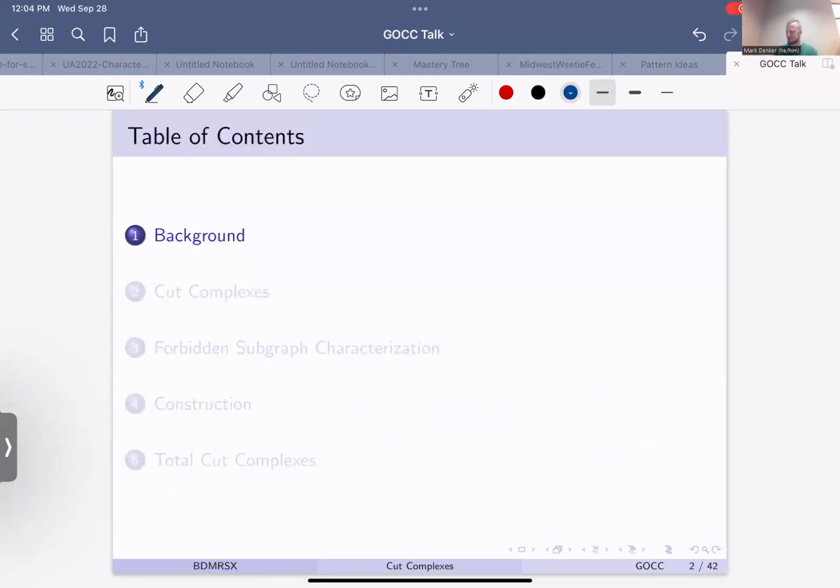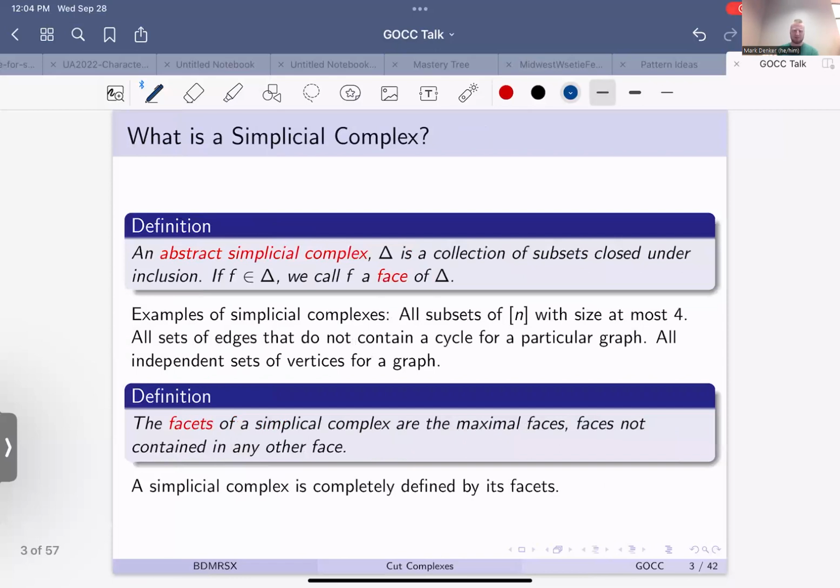So quite a few sections here, but first off, this is a graduate online combinatorics colloquium. You're here for combinatorics. No guarantee you know what a simplicial complex is. So a simplicial complex is, for me, an abstract simplicial complex is just any collection of faces closed under inclusion. So I take some subsets.